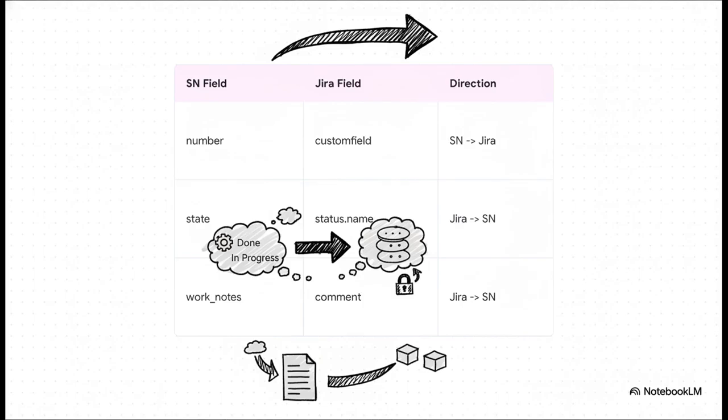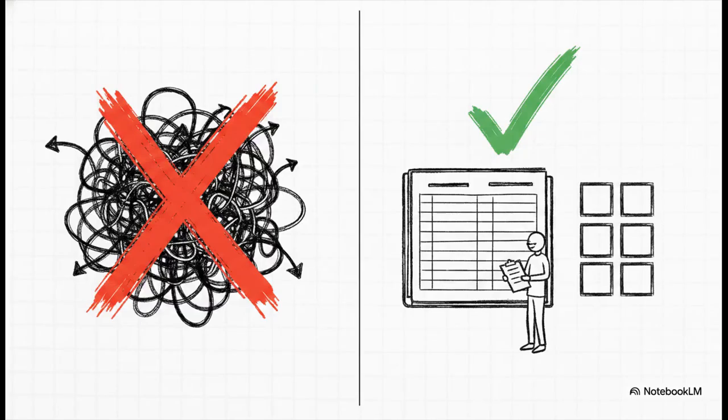For example, to map Jira's incoming string-based status.name, like done or in progress, back to ServiceNow's numeric state field, you can't just copy the data over and expect it to magically work. You need translation logic for the data types to match flawlessly. And this brilliantly illustrates the status mapping pattern.